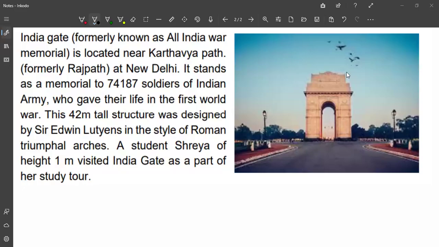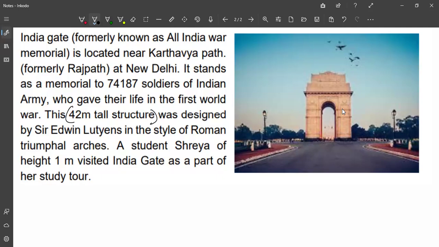This question is asked in the CBSE Sample paper 2025-26. This is a case study question. So in case study, you don't have to read the story part of it. You just have to look for the information that matter. So here it says that the structure is 42 meters tall.